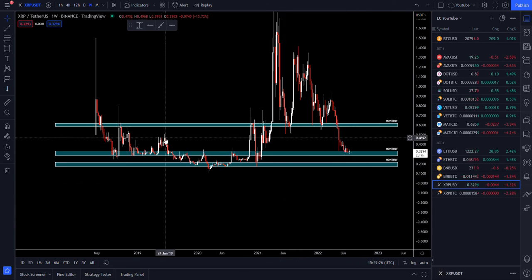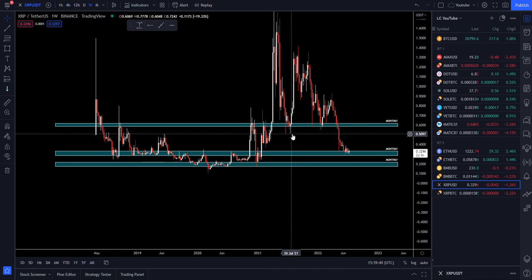So straight away, my eyes are drawn to this area here. What's that? June 2019. And if we look across both left and right, previous resistance here back in 2018, and a bit of a support area here in 2021. So let's go ahead and draw that.